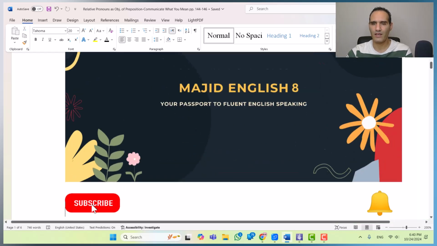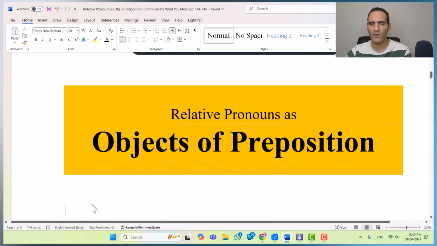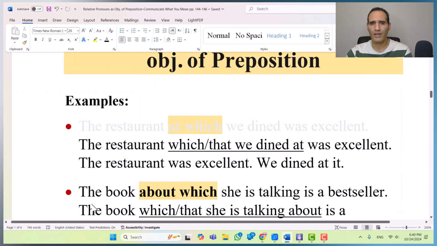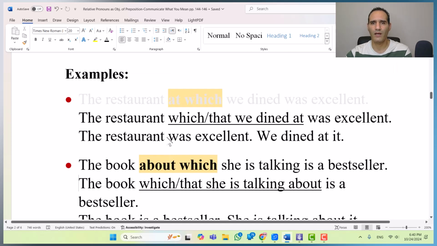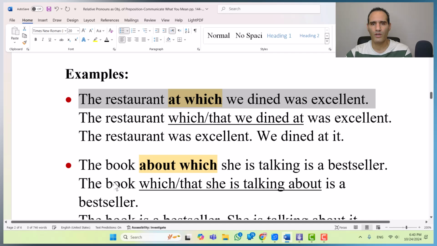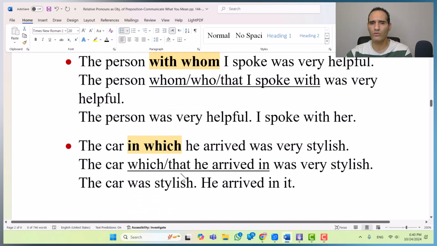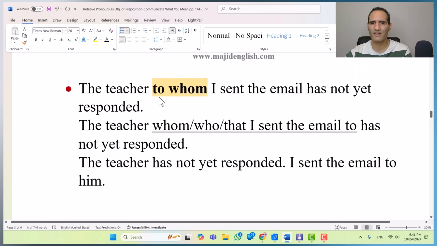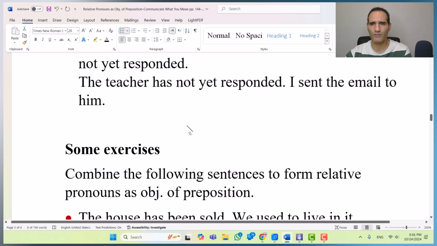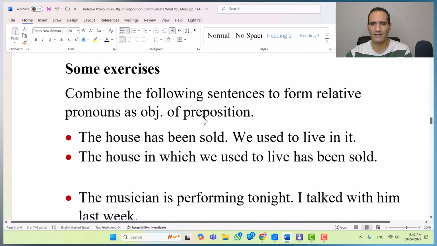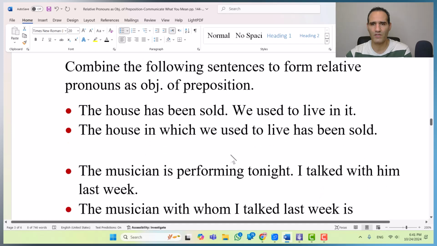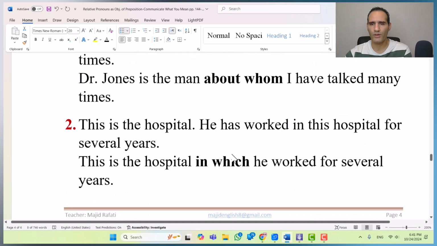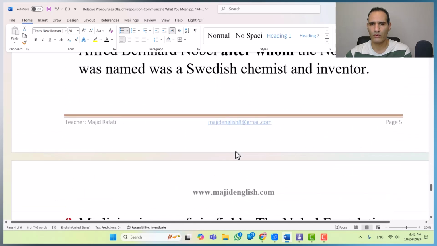But now, as a review on the unit we covered, object of prepositions, beautiful. I told you here we had some examples like at which, about which, with whom, in which, to whom. All of these are prepositions preceding relative pronouns. We talked about how to construct that step by step. Here we had some examples. We also made them, and here the exercises. Okay, is there anything we need to talk about?